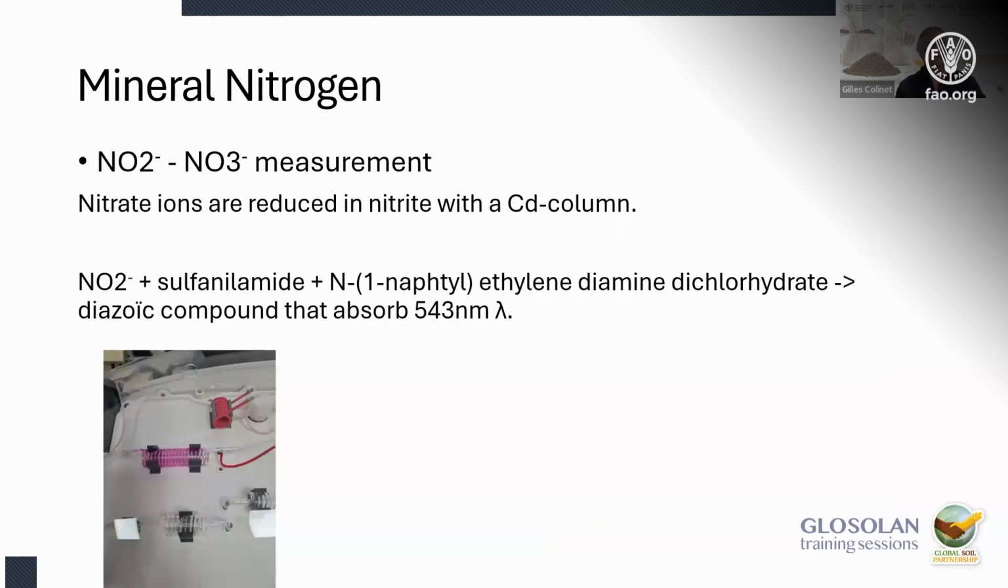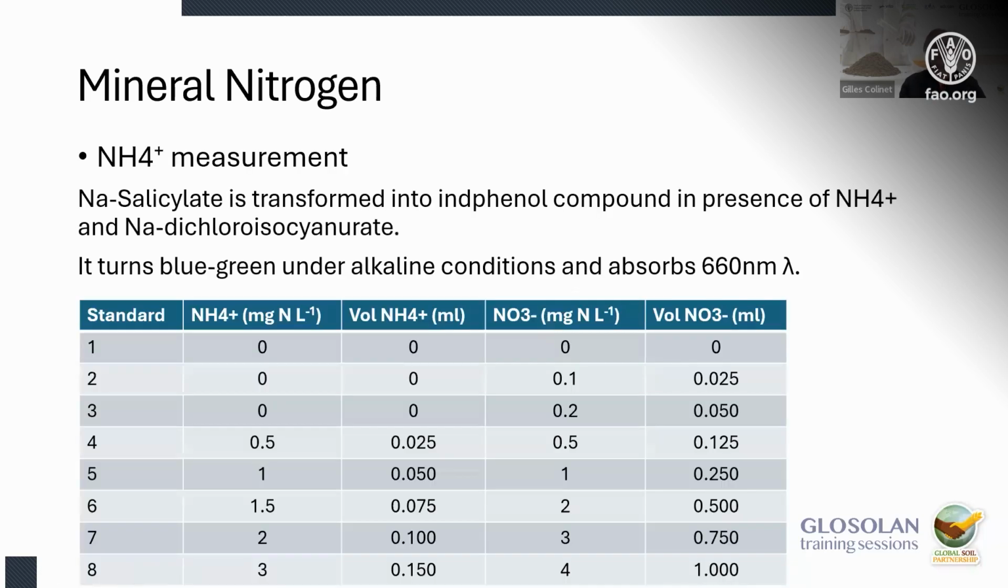So the nitrate is reduced to nitrite, and the idea of the analysis is that nitrite plus sulfanilamide plus that product form diazo compounds that absorb at a wavelength of 543 nanometers, and it gives a beautiful purple color. You see it in the device. So the absorbance at 543.